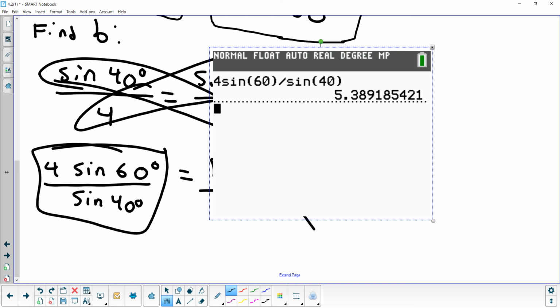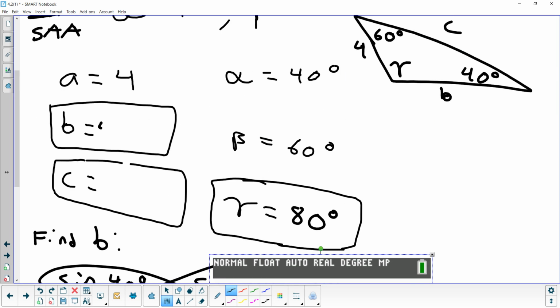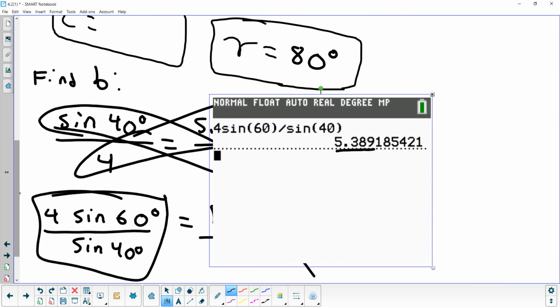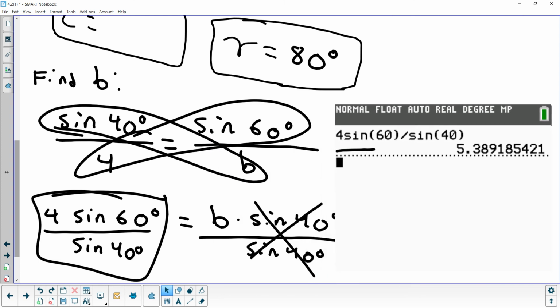If not, something's wrong. And that's generally how many decimals we'll go to. I rounded it to a 9 because the next digit was a 1, so that rounds down. If that was a 5 instead of a 1, I would have rounded that number up to 5.390. But it rounds down, 5.389. Okay. Any questions on how we solved for B?